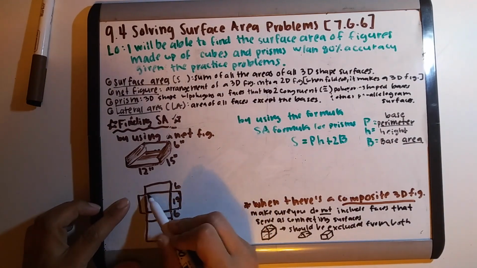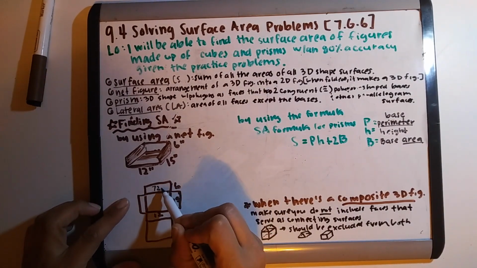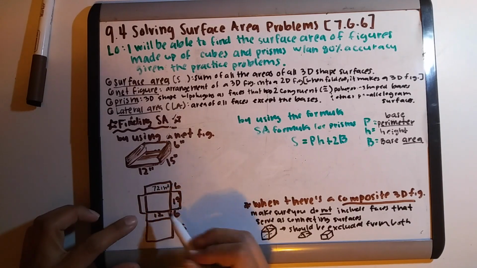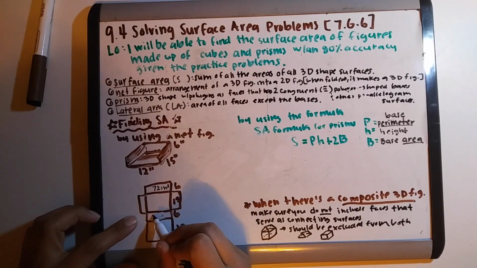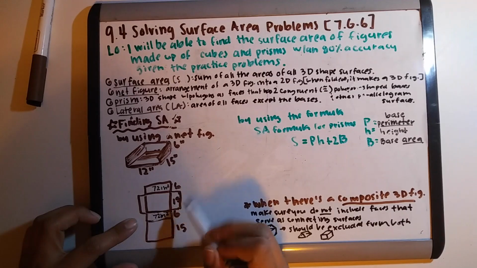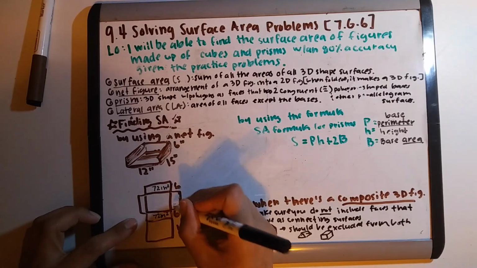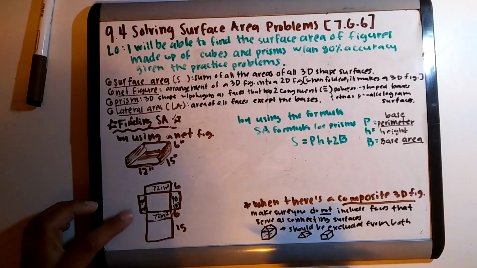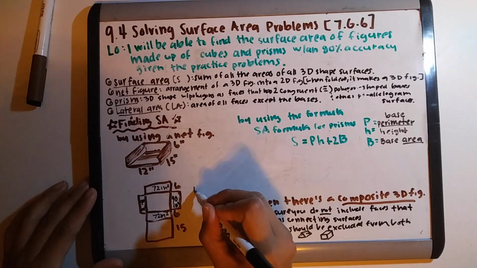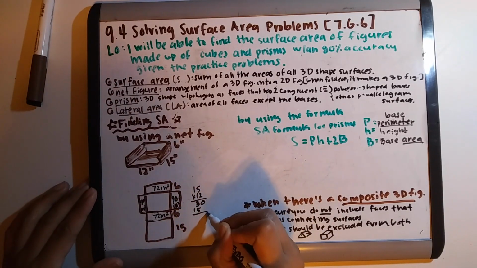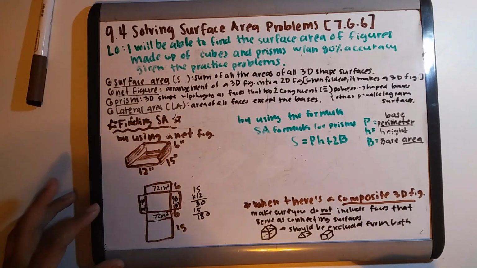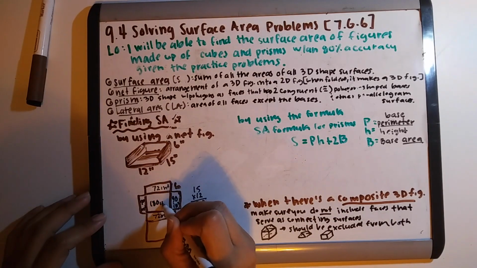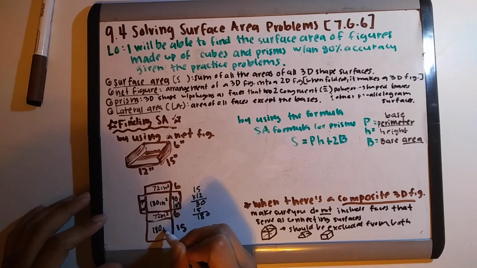So I have 6 times 12, that's going to be 72 square inches. 72 square inches right here as well. I have 15 times 6, that will be 90. So 90 square inches, same right here. Then lastly, I have 15 times 12, 180. So 180 square inches.